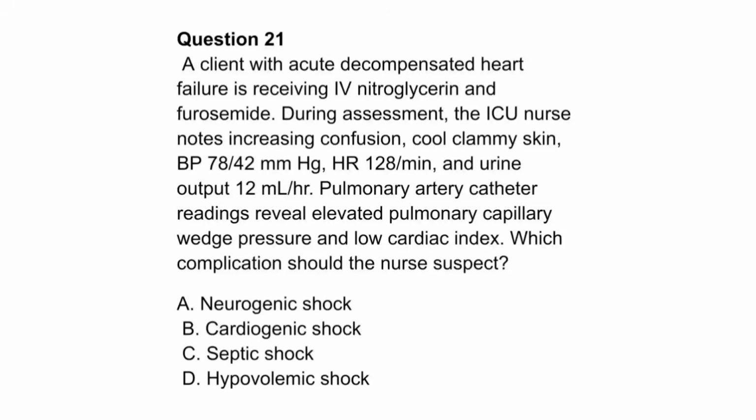Question 21. A client with acute decompensated heart failure is receiving IV nitroglycerin and furosemide. During assessment, the ICU nurse notes increasing confusion, cool, clammy skin, BP 78/40 millimeters of mercury, HR 128 per minute, and urine output 12 milliliters per hour. Pulmonary artery catheter readings reveal elevated pulmonary capillary wedge pressure and low cardiac index. Which complication should the nurse suspect? A. Neurogenic shock. B. Cardiogenic shock. C. Septic shock. D. Hypovolemic shock.